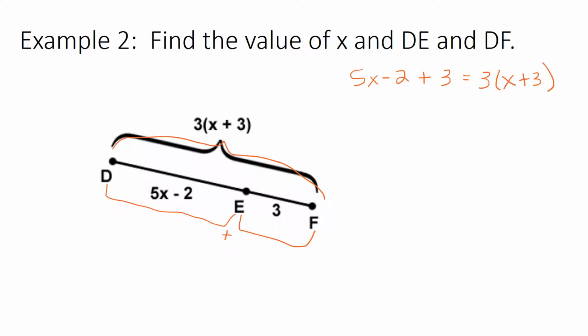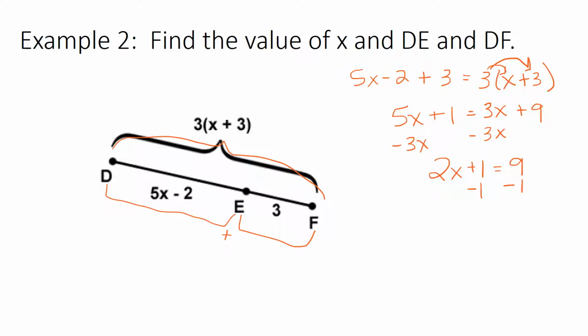Okay, so on the left-hand side, I'm going to combine like terms. I'm going to get 5x plus 1 equals, what do I have to do on that right-hand side? I should probably distribute. So I'm going to get 3x plus 9. Again, using your algebra, if I take it to the other side of the equal sign, I have to do the inverse operation. 2x plus 1 equals 9. Subtract 1, subtract 1. 2x equals 8.